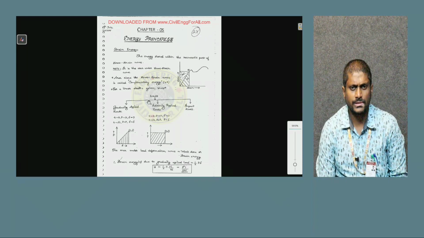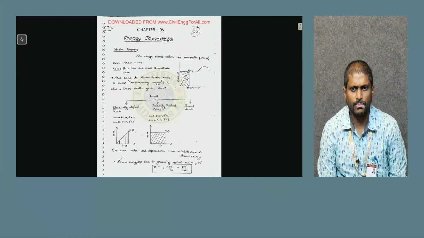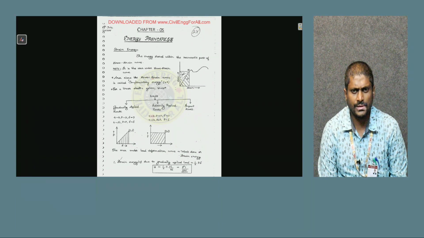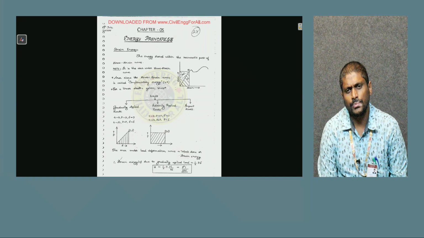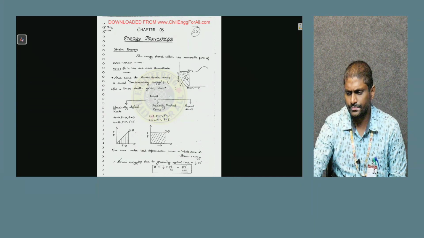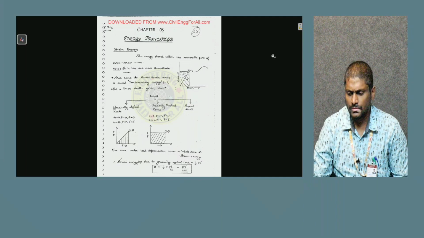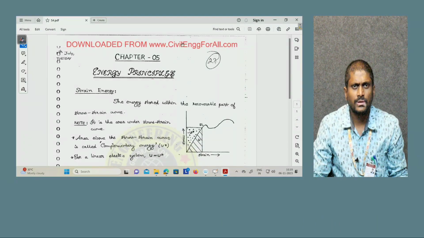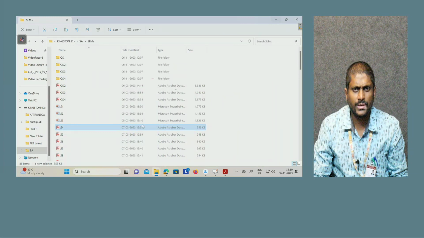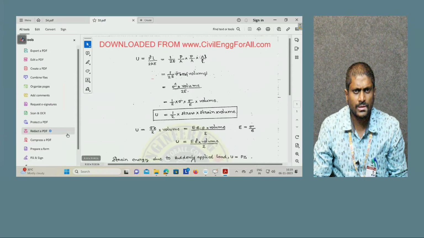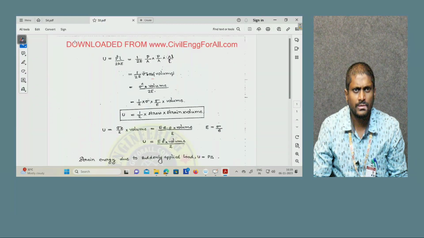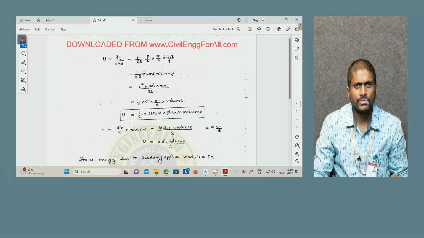Then the strain energy due to gradually applied load is half into P into delta. Then delta equals PL by AE, therefore you will get U equals P square L by 2 AE. So I think with that, that can be completed. Then I would like to open another document, which is a continuation of that.